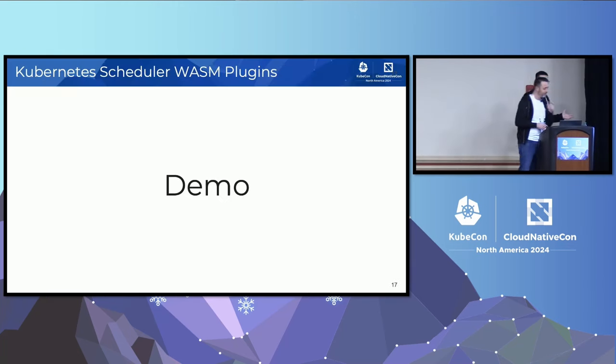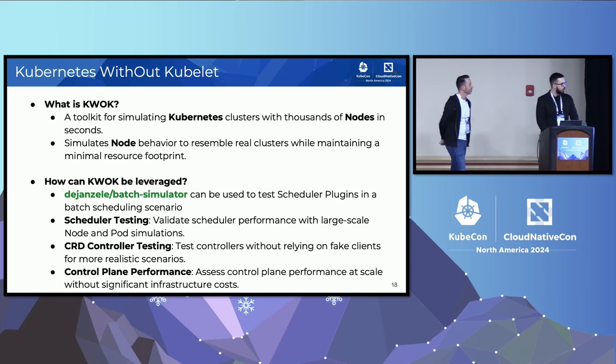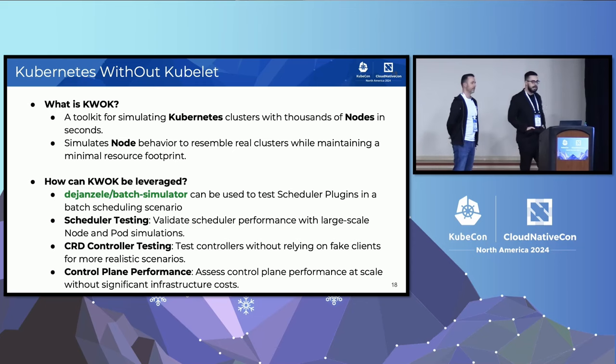So all this was nice, but we want to ensure that what we did is performant. So how do we quickly and easily test this at scale?